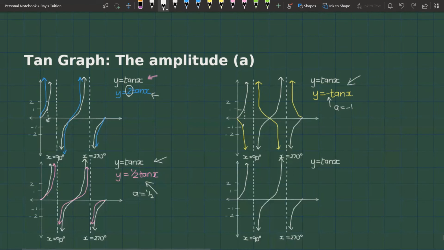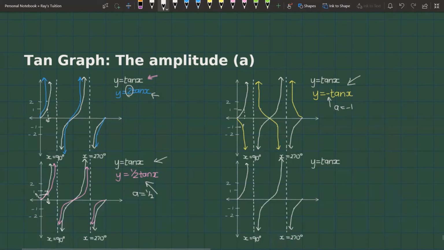Once again, we're going to have a look at what the value is at 45. It will be 1 for the white graph and 1/2 for the pink graph. So that is how we tell the information about the amplitude of the tan graph.